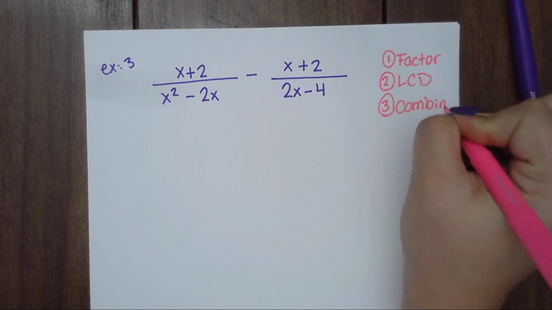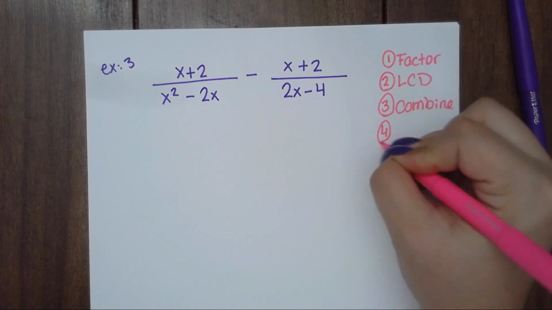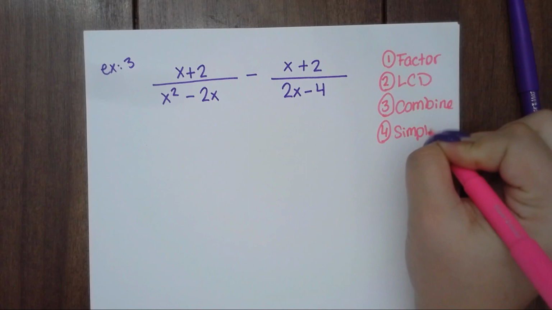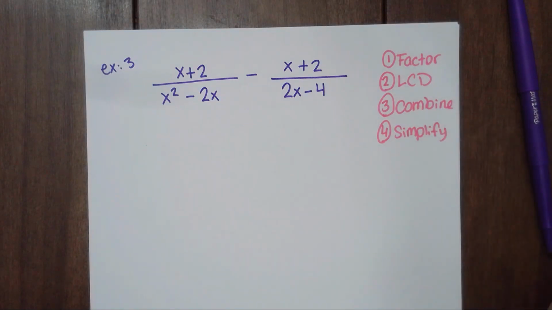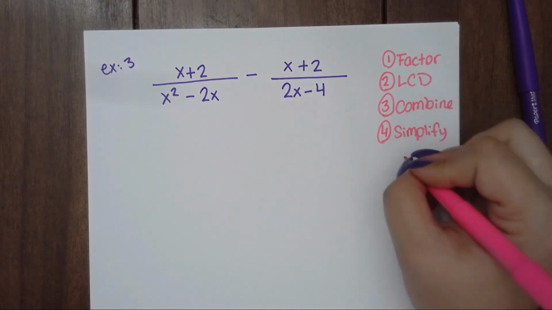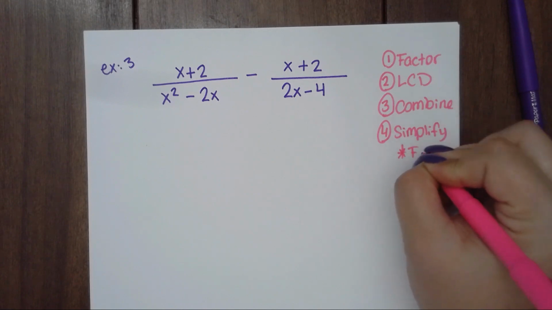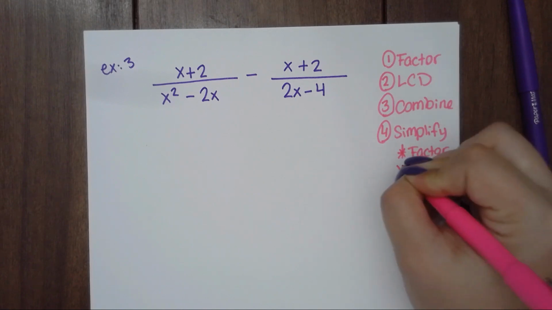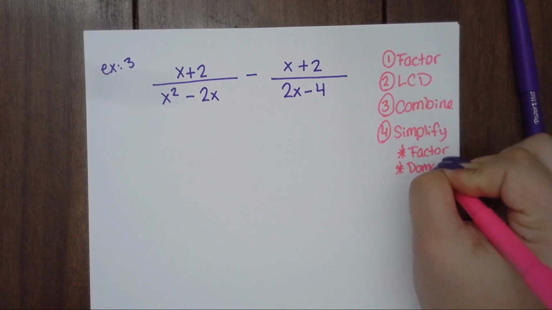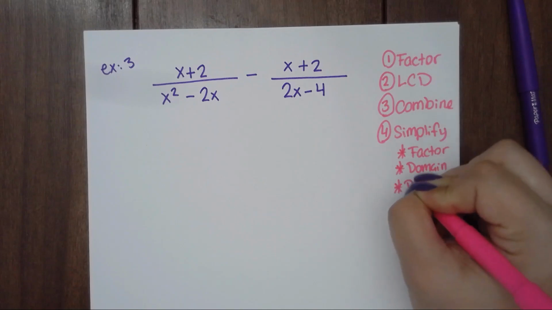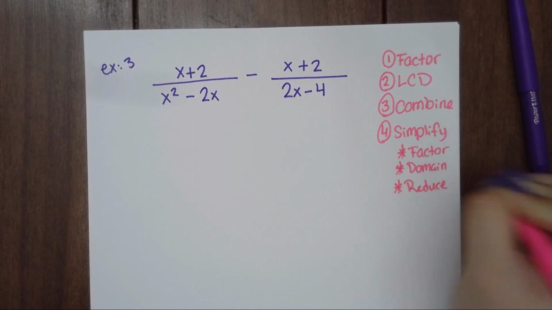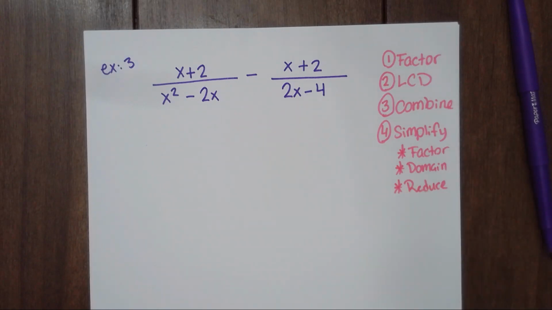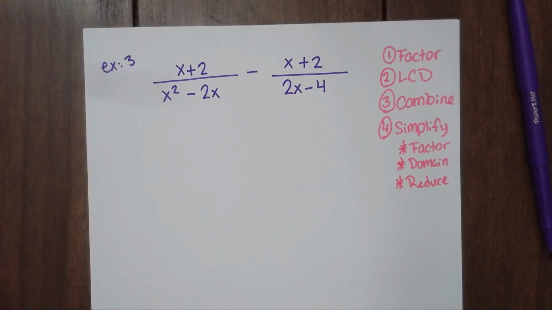And then the last step is going to be the simplifying part. The problem is the simplifying will not always work, but remember when you are simplifying, we always factor, set our domain, and then reduce our problem. Now, factor the numerator and denominator if possible.